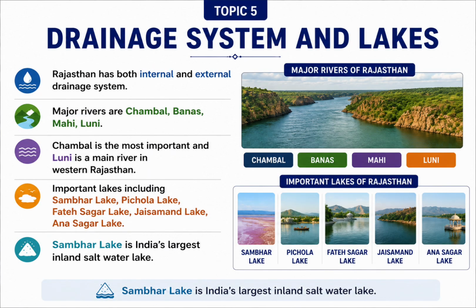Topic 5. Drainage system and lakes. Rajasthan has both internal and external drainage systems. The major rivers of the state are Chambal, Banas, Mahi, and Luni. Among these, Chambal is the most important perennial river, while Luni is the main river of western Rajasthan and flows through the desert region. Some important lakes of Rajasthan are Sambhar Lake, Pichola Lake, Fateh Sagar Lake, Jaisamand Lake, and Anna Sagar Lake. Among them, Sambhar Lake is the largest inland saltwater lake in India. Rivers and lakes play an important role in irrigation, drinking water, agriculture, and tourism.